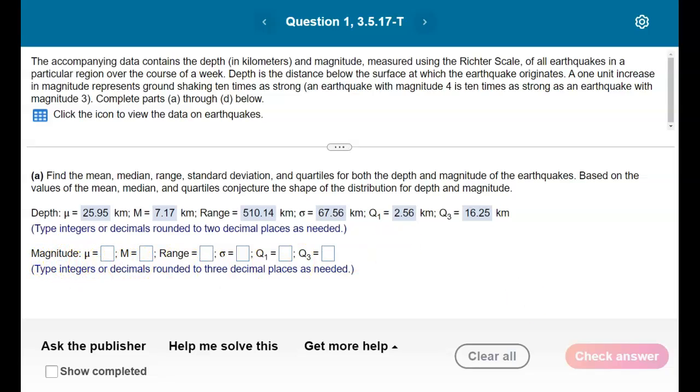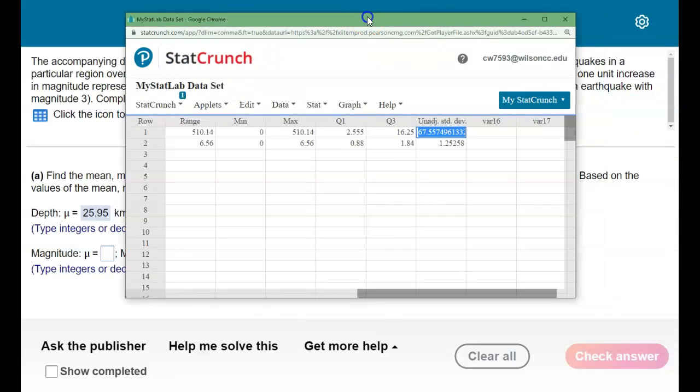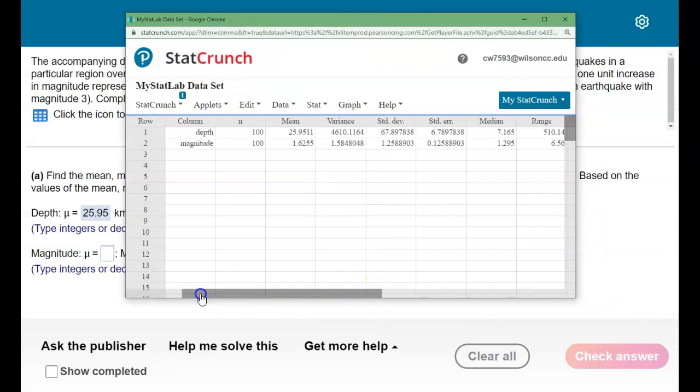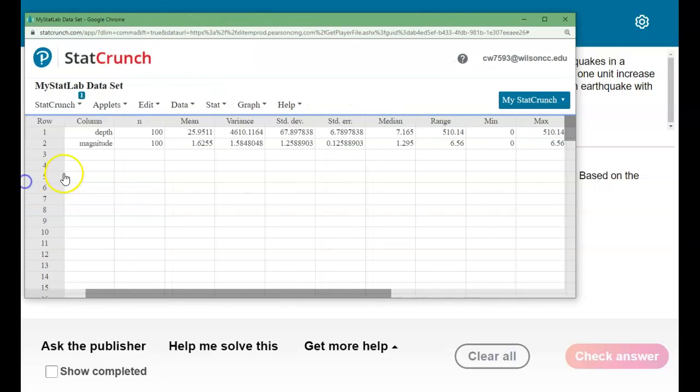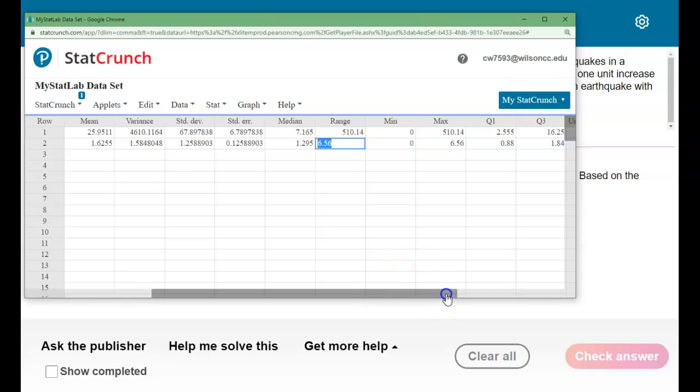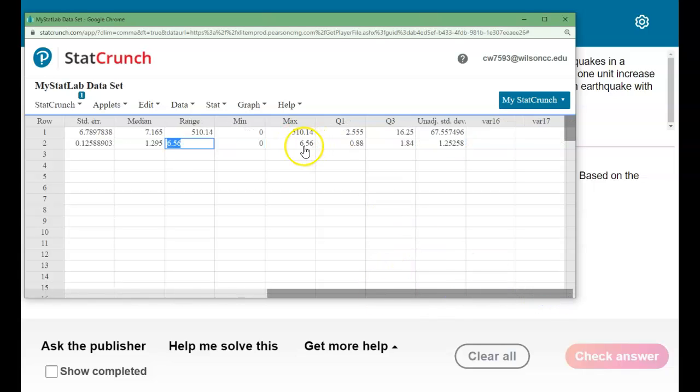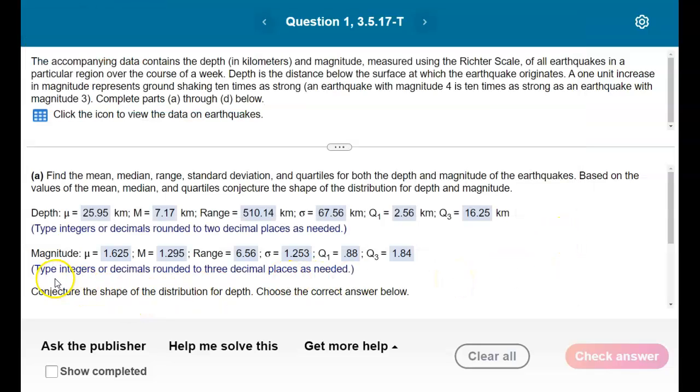Now I'm going to do the same thing for magnitude. So if I come back to StatCrunch and I find the row with magnitude, I'm going to write the mean, not this standard deviation, the median, the range, and the other values I needed there: Q1, Q3, and the population standard deviation. So I'm going to pause the video and put those values in. So you can see I put those values in here, rounded to 3 decimal places as needed.